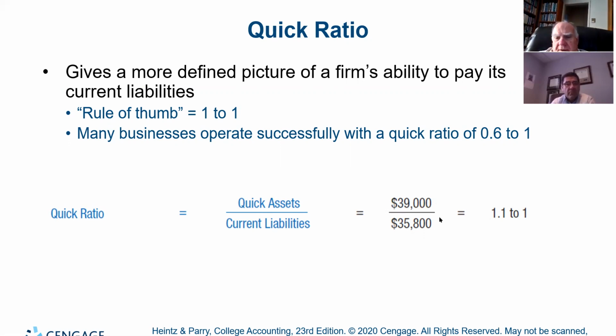And this tells the world that these guys can pay off everything and still have a dime left over for every dollar they pay off. Plus, they didn't have to go and tap into the inventory or the prepaids to do it, because those are assets you could actually sell. So the quick ratio, quick.